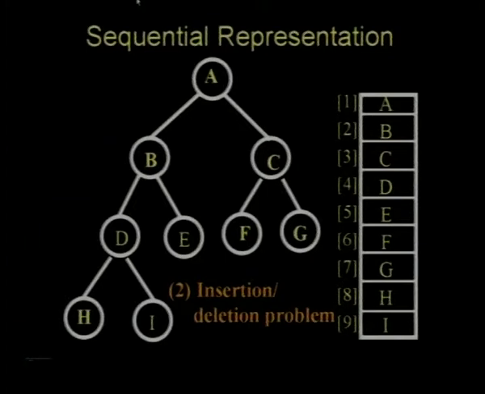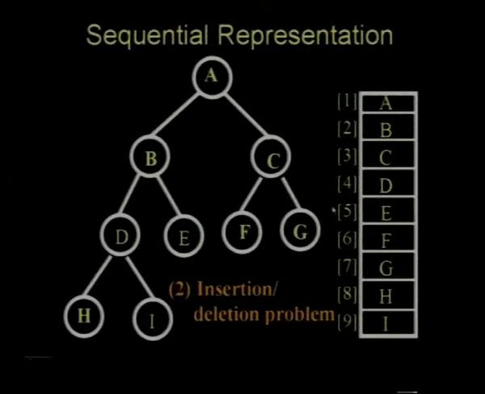So I said that for a complete tree there is no wastage of space. Then why is sequential representation not used for even complete trees? The reason for this is that even though there is no wastage of space, if you want to insert a node or delete a node, then you have to shift all the nodes down or up respectively. If you want to insert, you have to shift all the other nodes.